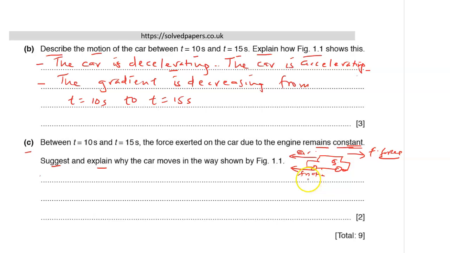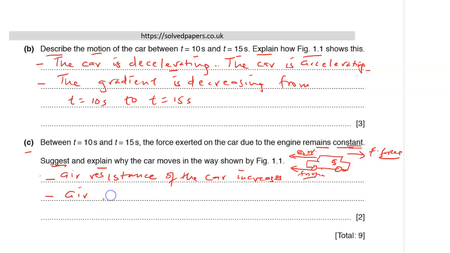So between the friction and the air resistance, which force should be increasing? That force should be the air resistance. So we are supposed to suggest that the air resistance of the car increases. Remember, there are only two forces acting on the car backwards, friction and air resistance. Friction is constant, so the only force that can increase is the air resistance. So we know that air resistance increases.